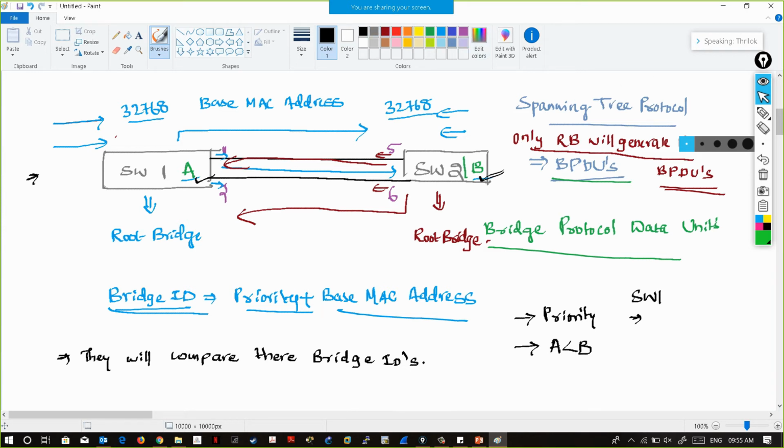Okay, so now what will happen? Switch 1 will generate BPDUs. Switch 2 will receive them. If it has any switches beyond it, it will forward the same BPDU to those switches. Got it? Now the responsibility of a non-root bridge is to receive the BPDUs and forward the same BPDUs to switches beyond or behind it. Switch 1 is a root bridge. Yes. It will generate the BPDUs and forward them to whatever switch is connected to it. Okay, so this is the root bridge election.